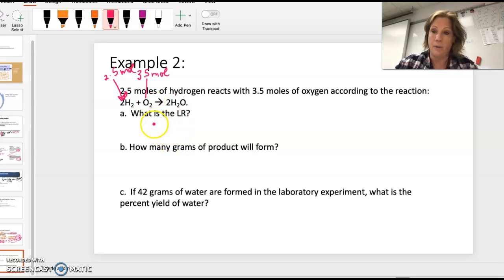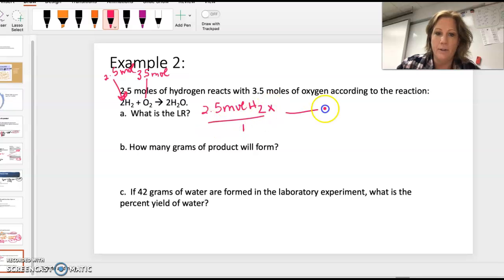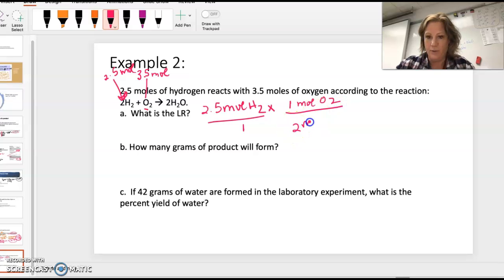The good thing is they're both in moles, because our first step would be to have them both converted to moles, but they are. The second step is I'm just going to take one of them and convert to the other, and it doesn't matter which one. I'm going to do the hydrogen and convert it to the other reactant, the oxygen. So my ratio is 1 mole of oxygen for every 2 moles of hydrogen. So when I do that, I get 1.3 moles of oxygen. That's how much would be needed to react with all of 2.5 moles of the hydrogen.